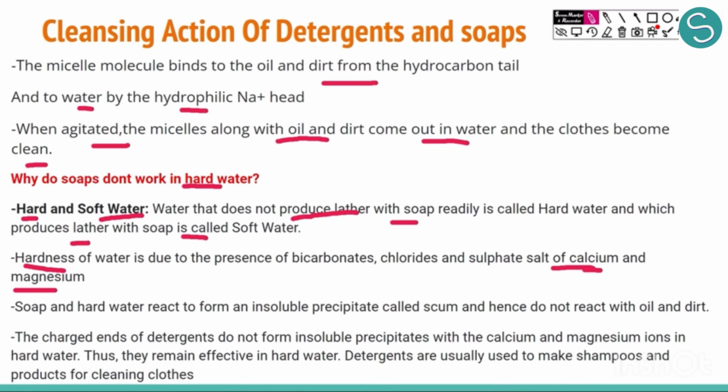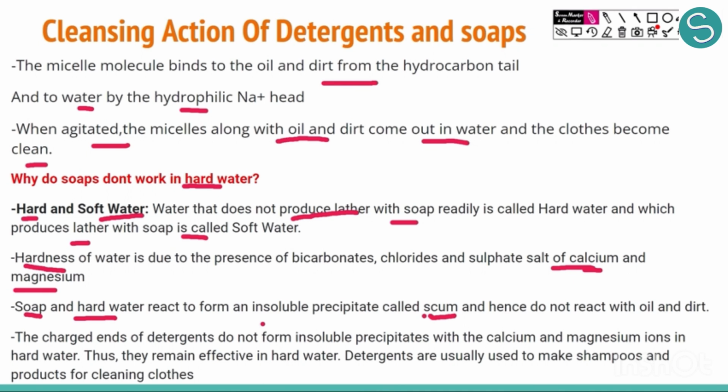Due to this, detergents are used while washing, while cleaning hair, all these things. For hard water, soaps are not used. What is the reaction basically which is going on? Soap and hard water react to form an insoluble precipitate which is called scum. The scum settles at the bottom, and hence no soap is left to react with the dirt and dust and form the micelles.